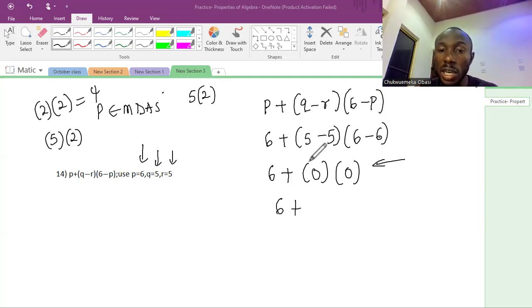So what do you see here? 0 times 0. And what is 0 times 0? That is just 0. And 6 plus 0 will give us 6. So the answer to this question is 6. Did you get it correctly? Let us know in the comment section. So we're moving on to the next question.